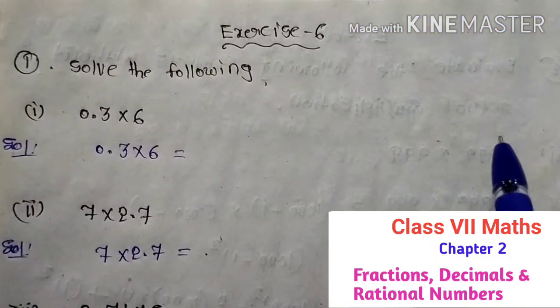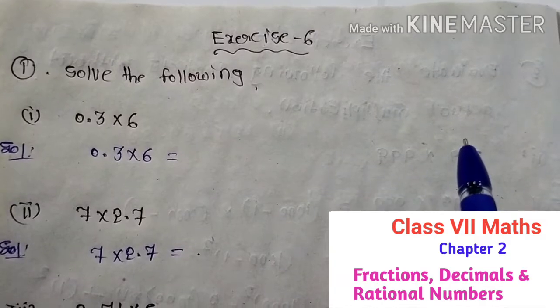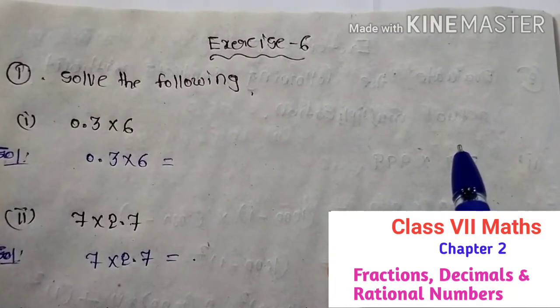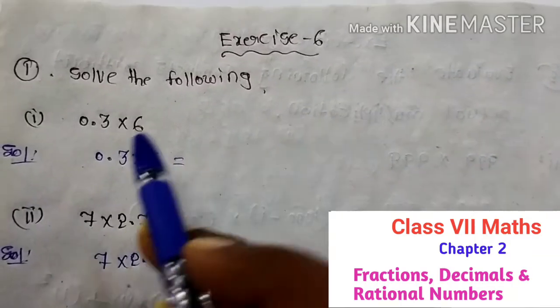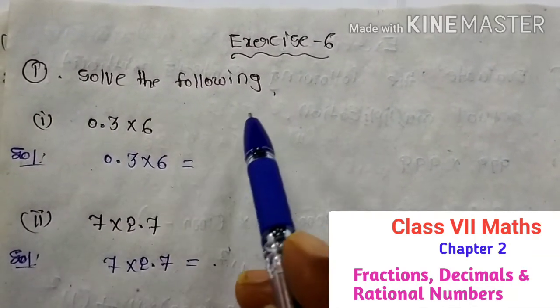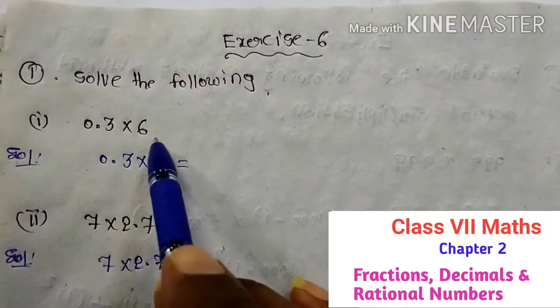In this video, I will explain Chapter 2. Now you can see here Class 7th Maths, Chapter 2 Fractions, Decimals and Rational Numbers. Exercise 6. See here first one. Solve the following. That means here 0.3 into 6.